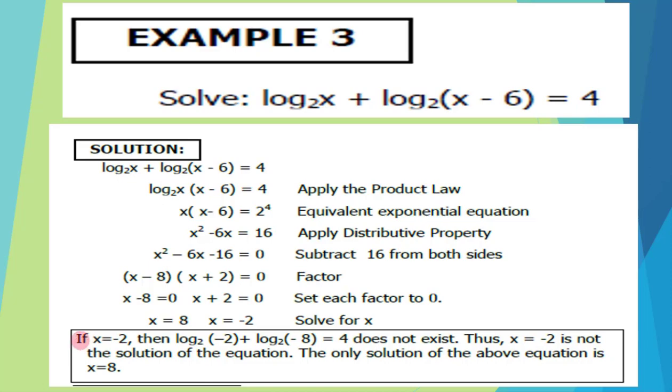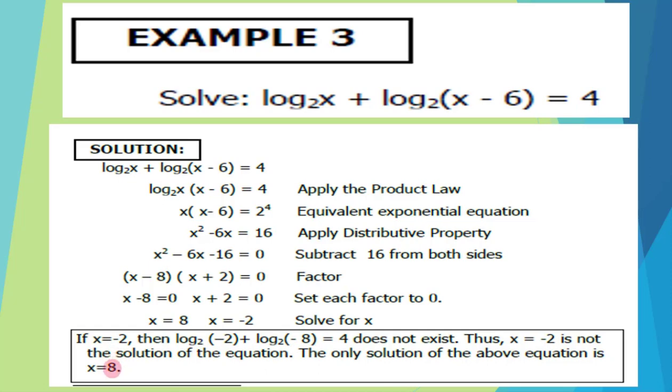We have a note here. If we check, if x is negative 2, then log of negative 2 to the base 2 is undefined. We cannot have that. Plus log of negative 8, why negative 8? Because negative 2 minus 6 is negative 8, to the base 2. Is it equal to 4? This expression does not exist because these numbers have to be positive. Thus, x equals negative 2 is not a solution to the equation. It appears to be a solution, but it is what we call an extraneous solution. The only solution of the above equation is x equals 8.